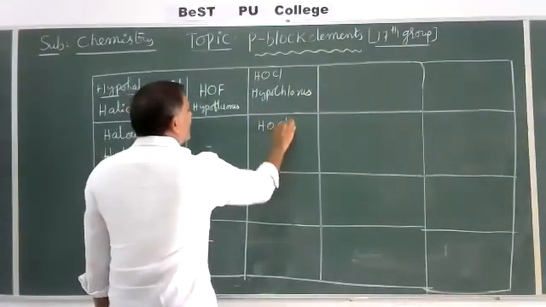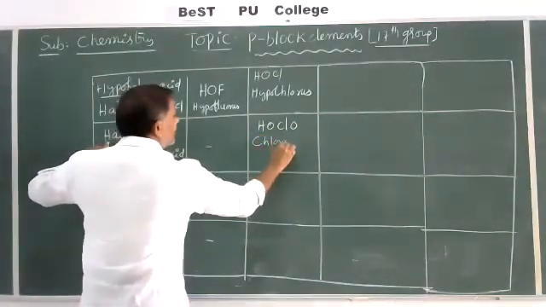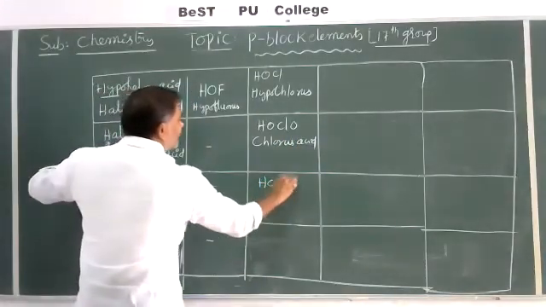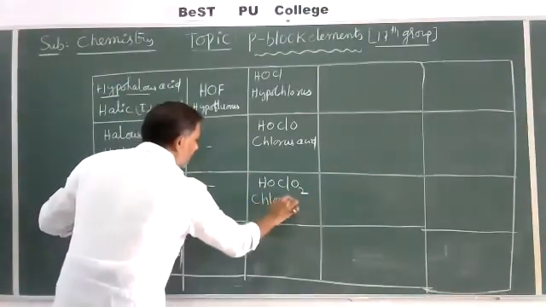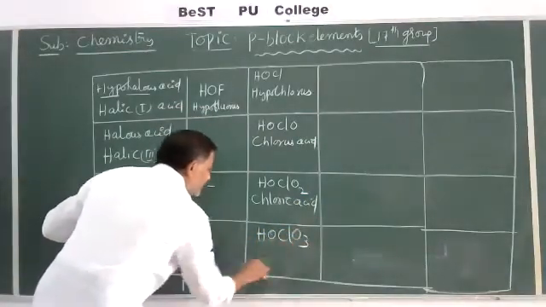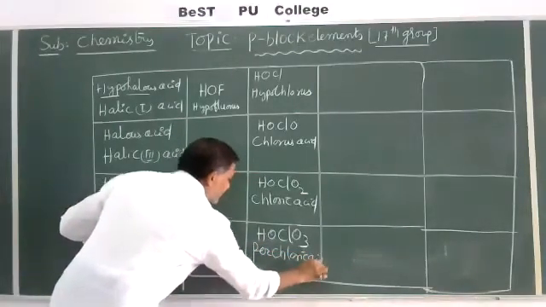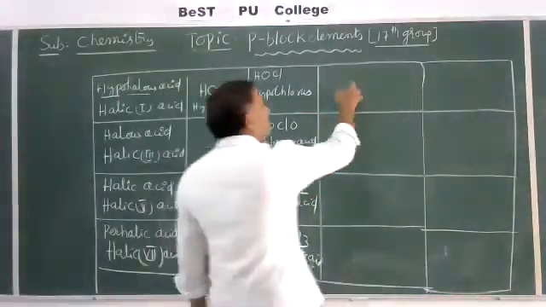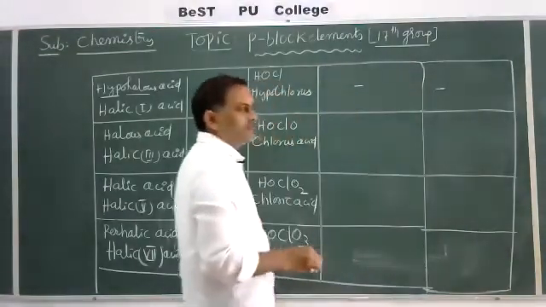Here HOClO, halous means chlorous acid. Now HOClO2, halic means chloric acid. Now HOClO3 is perchloric acid. Halic is nothing but chloric, bromic, like that. Now these generally do not form, like halous.